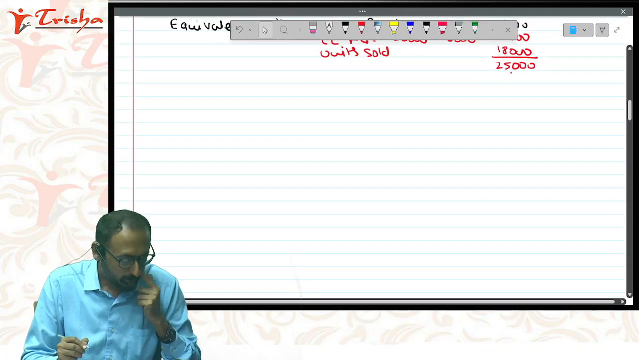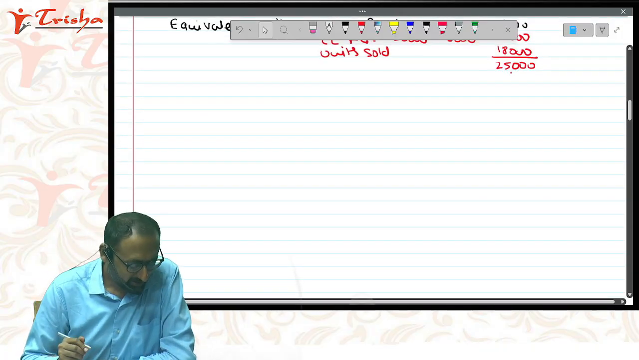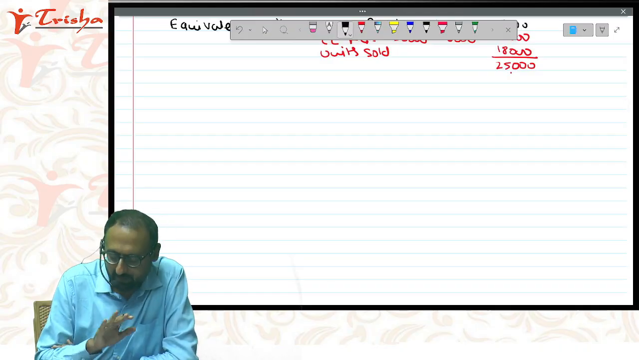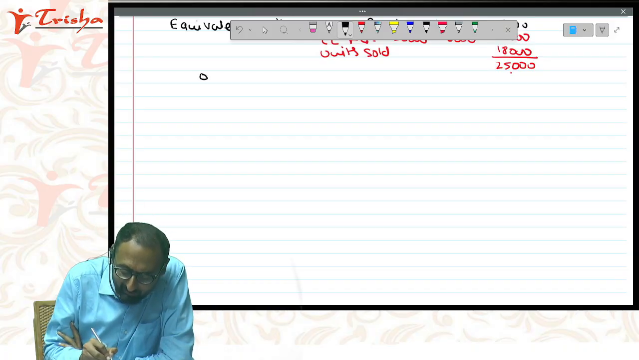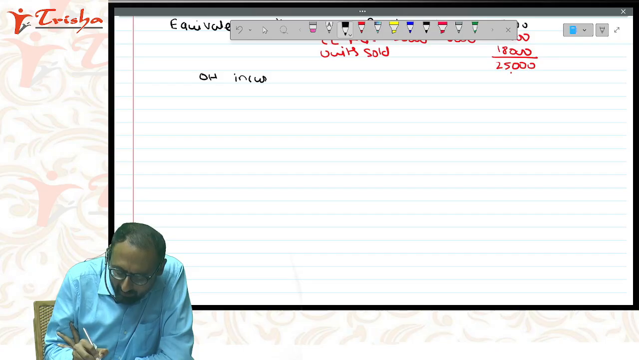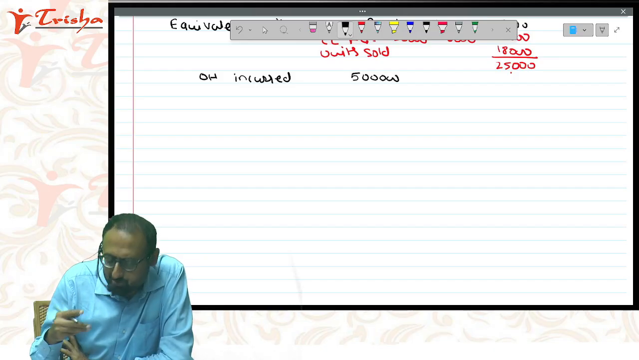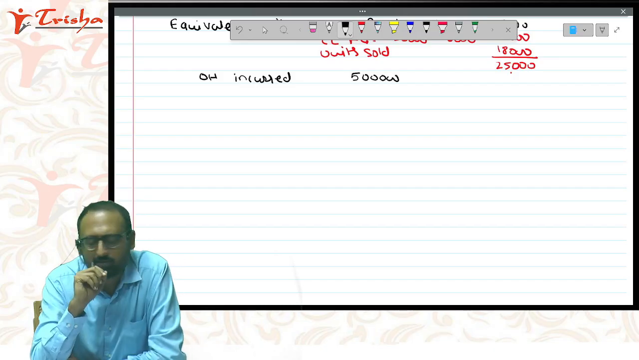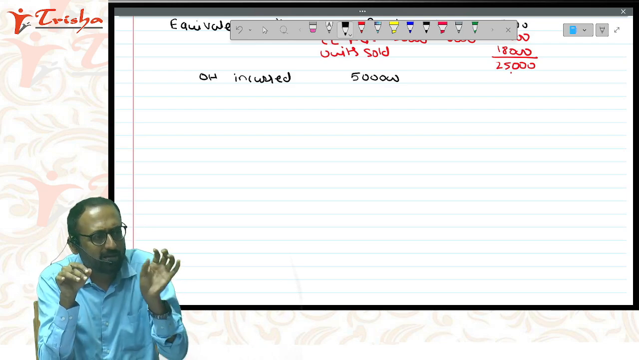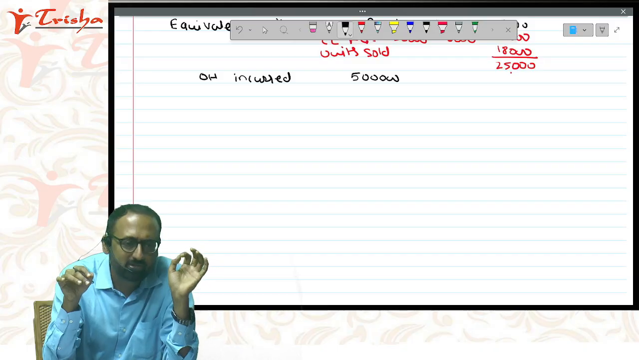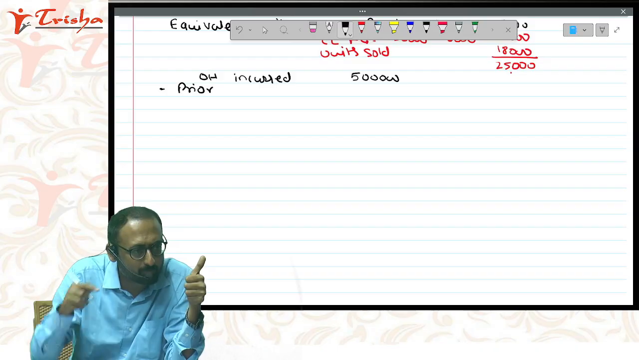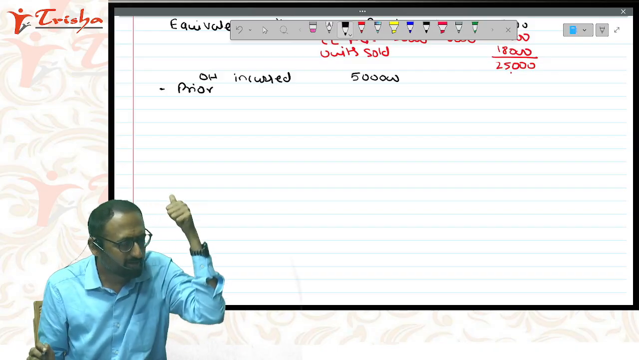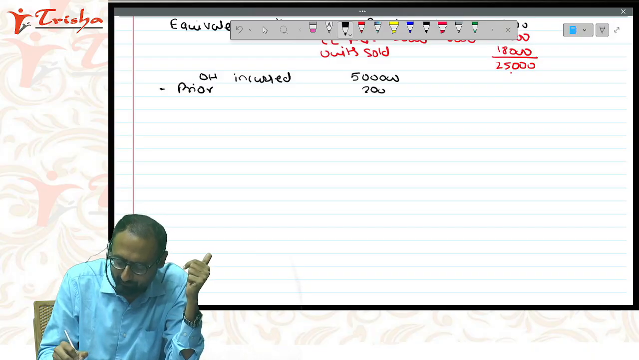Next, everyone please concentrate. The next important, interesting part will be asked in almost every question. They will give overhead incurred, suppose 5 lakh rupees. Overhead actually incurred is 5 lakh rupees, and they will write that in that overhead some items are included. Which items are included? First one, prior period expenses booked in the current year, 20,000.